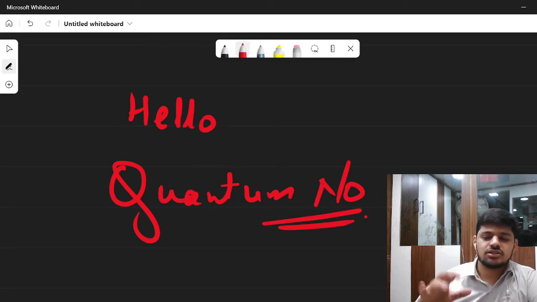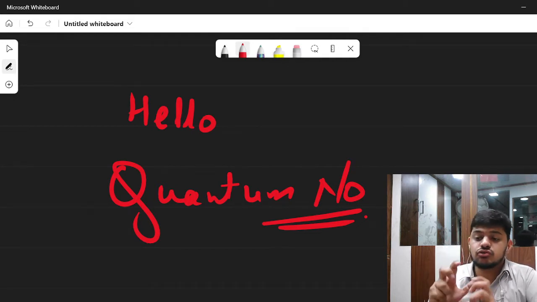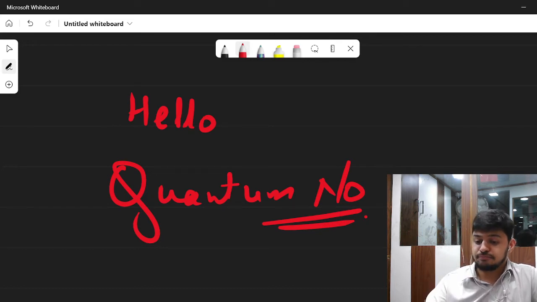Okay, so let's start with the quantum numbers. Before starting, let us study a little bit about the structure of the atom, how the atom exists.